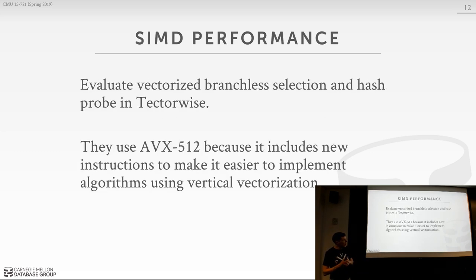All right, so the next question is, how much does SIMD vectorization help the vectorized approach get better performance? In all the results I just showed you, that was with SIMD enabled in Vectorwise. So the question now is, how much does SIMD actually contribute to the performance benefit you get in the vectorized approach? For this, we should have spent more time covering this maybe last class, but they're using AVX-512, which came out in 2017, after the Columbia paper you read, and which has a bunch of new instructions to make it easier to implement the algorithms that we talked about. Everything is going to be vertical vectorization. We're not going to do any horizontal vectorization.